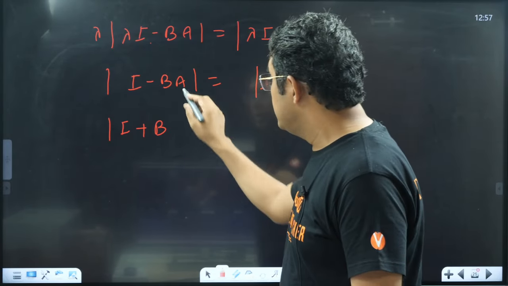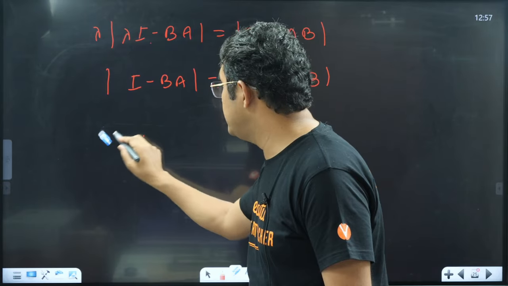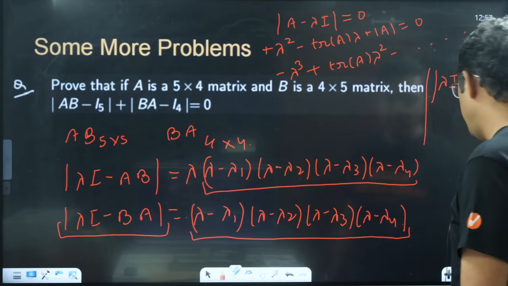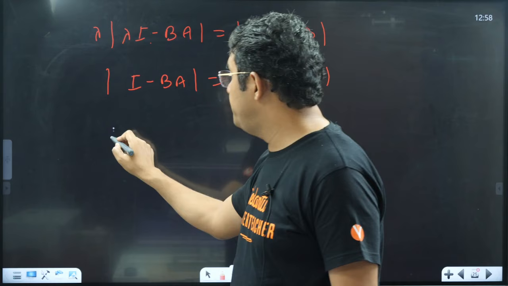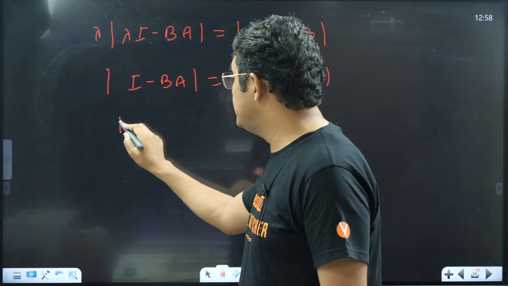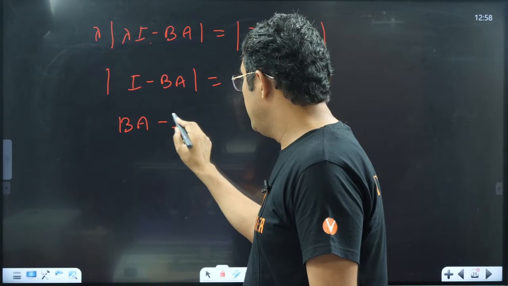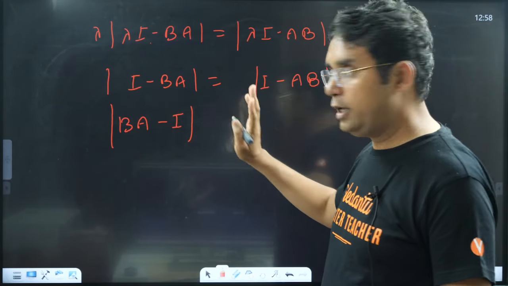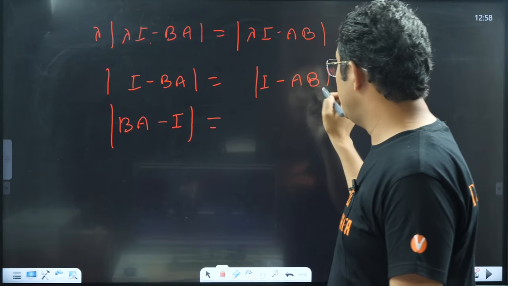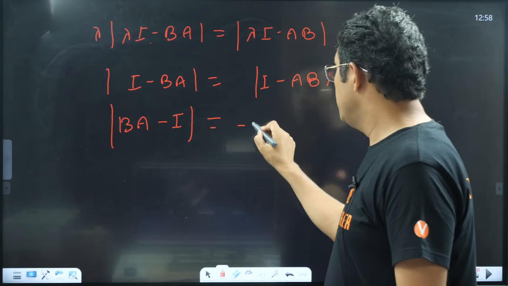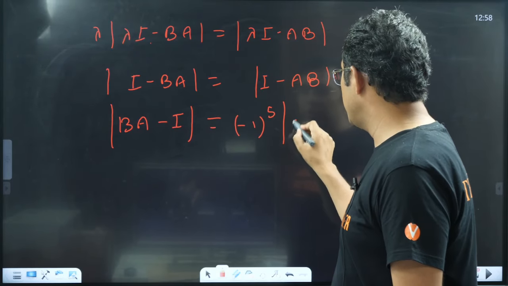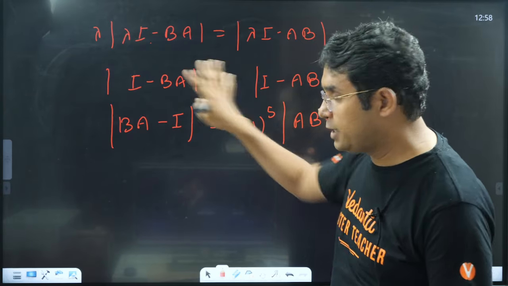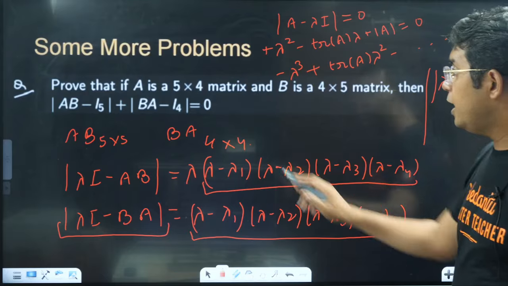Now because they are asking us to prove AB minus I and BA minus I, if I write this as BA minus I, because it's a 4 into 4 order, -1 power 4 will come out, so that means 1 only. Whereas here -1 power 5 will come out. So this is actually AB minus I into -1. So if this is taken to that side, I think we get our answer.